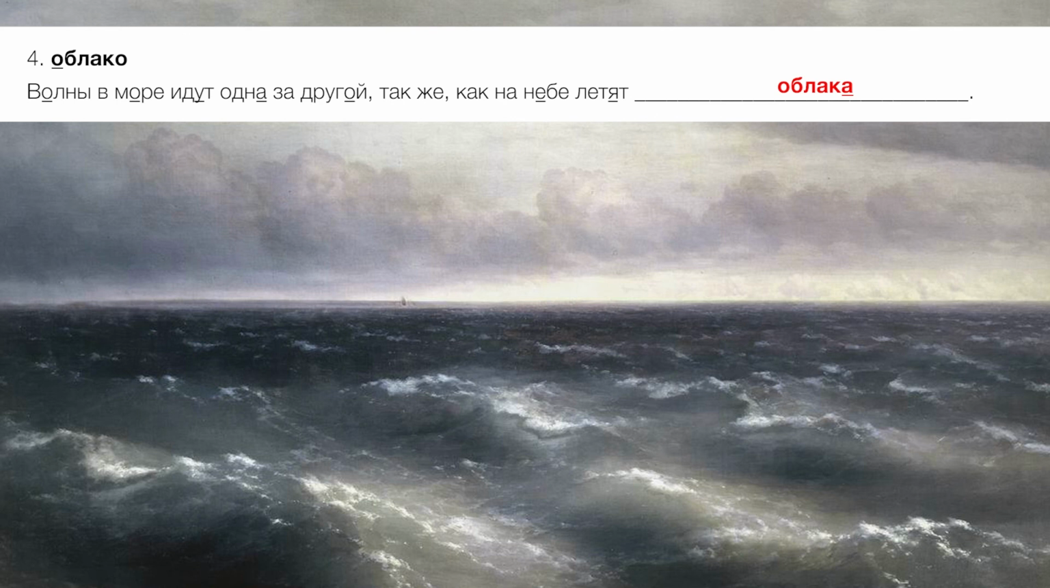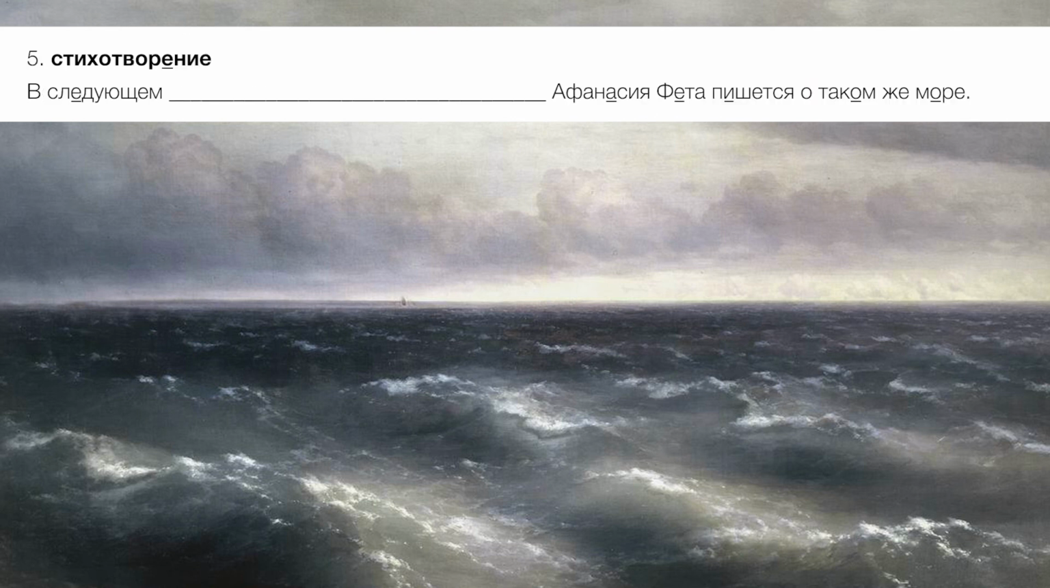5. Стихотворение. That's a long word meaning a poem. We see it's a special soft neuter. In the following poem of Afanasi Fet, or we'd say by Afanasi Fet, it is written, right, a passive verb, about the very same kind of sea, right? That is, it is written about a stormy sea. Okay, so that's a very awkward passive kind of literal translation there. We could just say in English that Fet writes of, or he describes the same kind of sea.